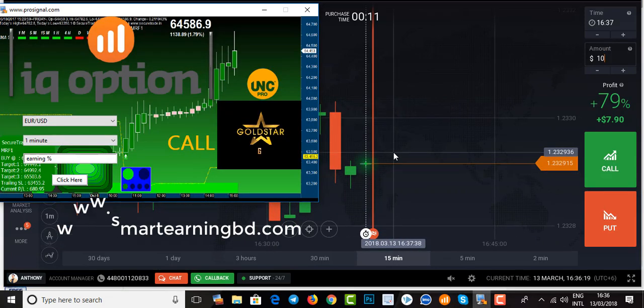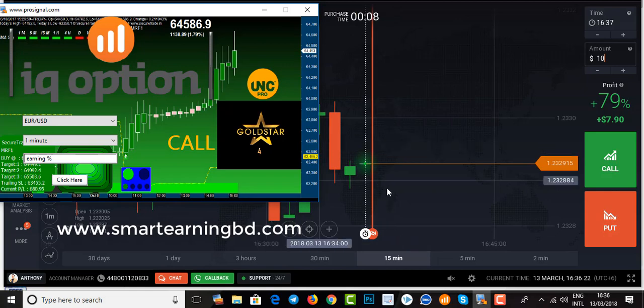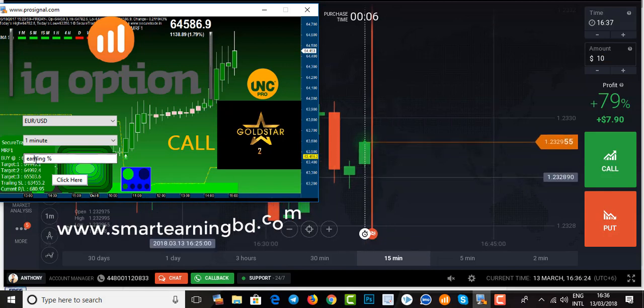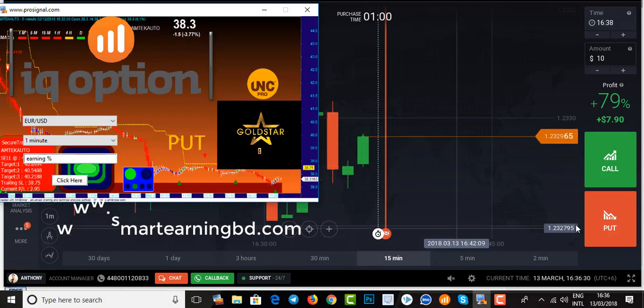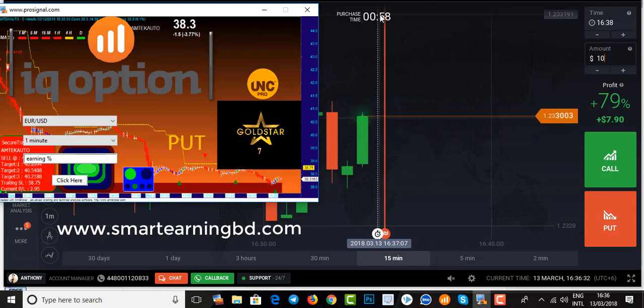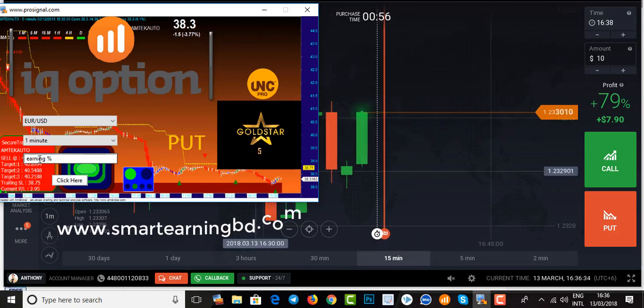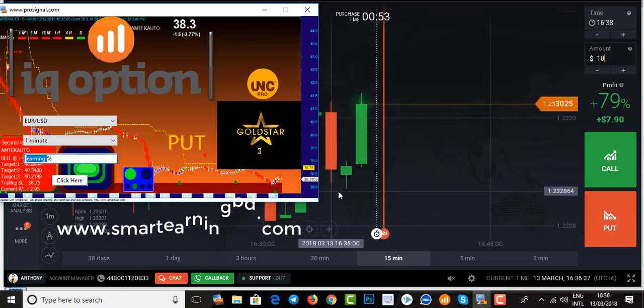Okay, I wait for another signal. Just wait. See, this position for call was good. Percentage 7-9. Then click in this position. Oh, this minute is over. That's why I don't take this position. I check for another 7-9.